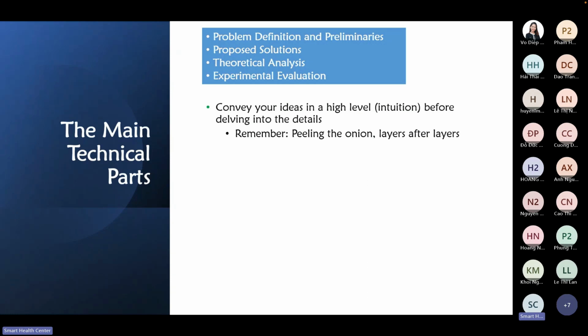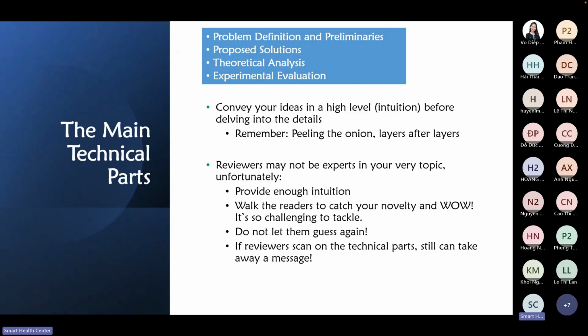So that's why I said, remember the peeling onion, layer after layer. And here, when you talk more about technical, you can talk more about the challenges and how you're able to go deeper and deeper and deeper. All right? So remember to provide enough intuition, right? Especially, I know some people here write very theoretical papers. You need to walk the reader through to catch the novelty of your solution.